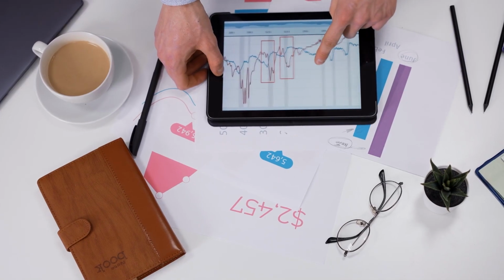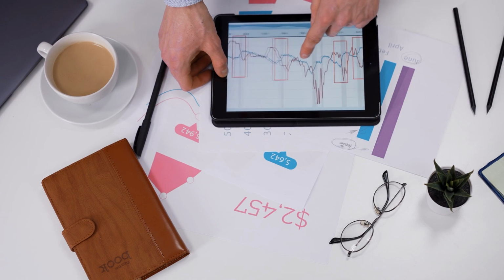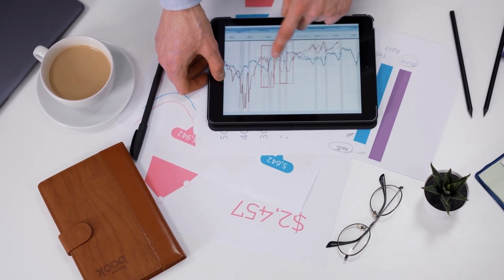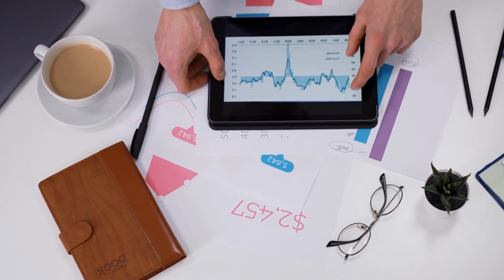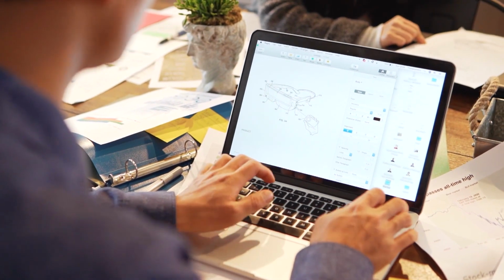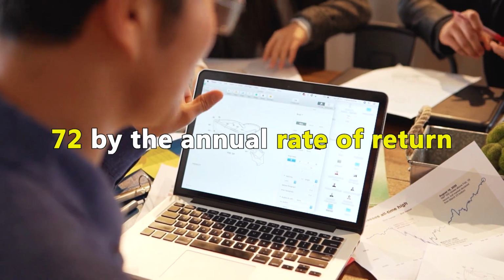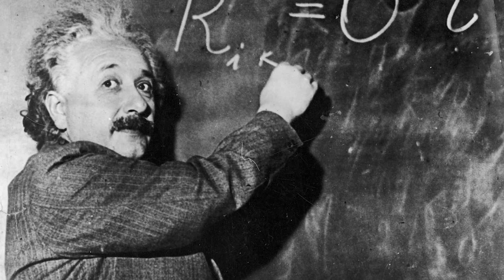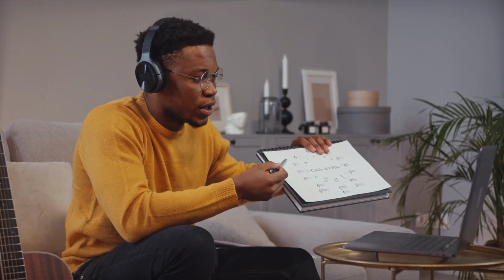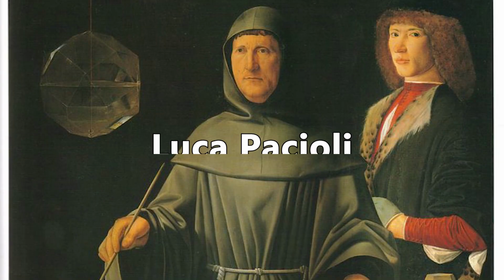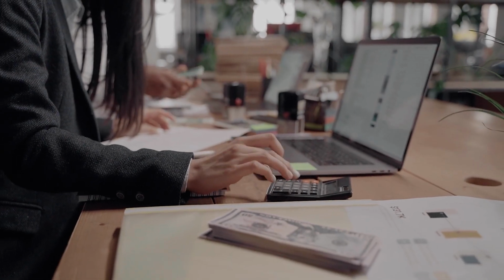The Rule of 72 is a basic formula for calculating how long it'll take an investment to double given a set annual rate of interest. Investors can get an approximate idea of how long it'll take for their initial investment to double by dividing 72 by the annual rate of return. The Rule of 72, in Albert Einstein's opinion, was a more significant finding than his relativity theory. This rule was initially mentioned by Luca Pacioli, who is known as the father of accounting.